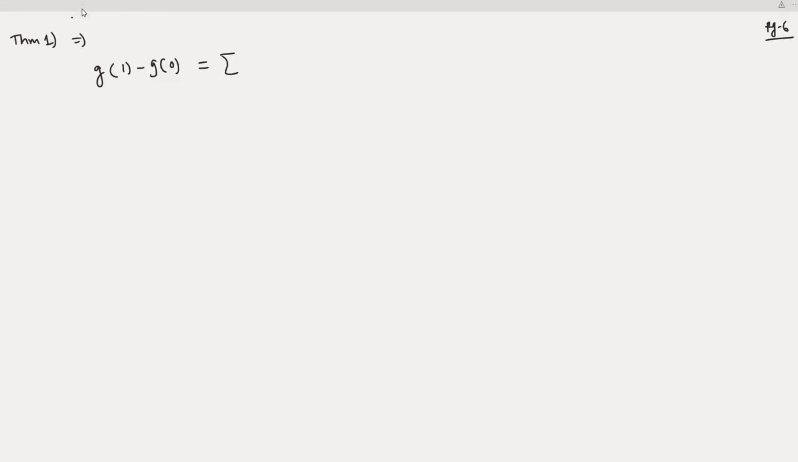So g(1) minus g(0) is equal to the summation over k equal to 1 to m minus 1 of g superscript k at 0 over k factorial, plus g superscript m at theta over m factorial, where theta lies between 0 and 1. So this is a straightforward application of Theorem 1.